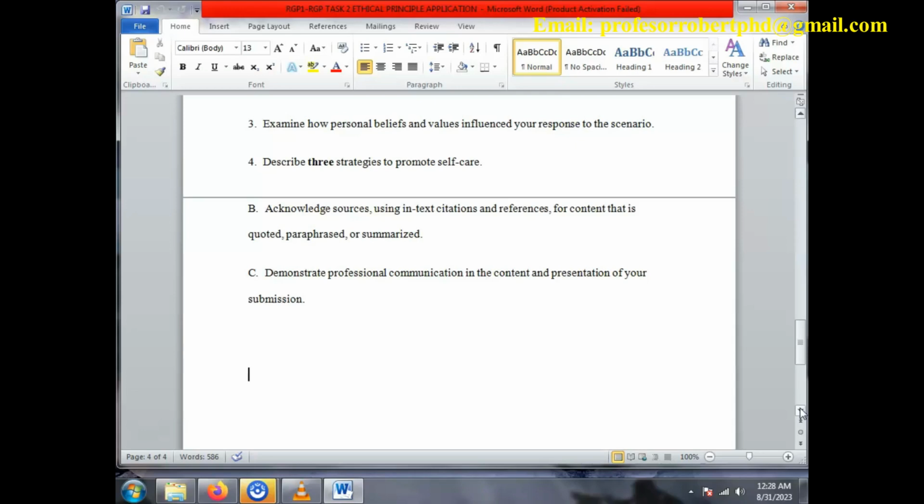B. Acknowledge sources, using in-text citations and references for content that is quoted, paraphrased, or summarized. C. Demonstrate professional communication in the content and presentation of your submission.